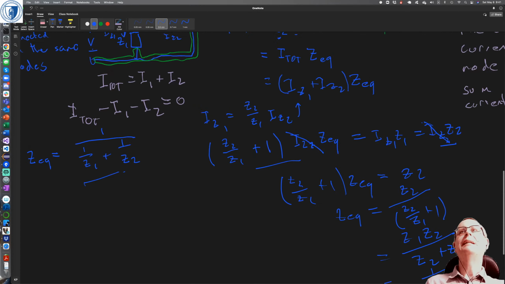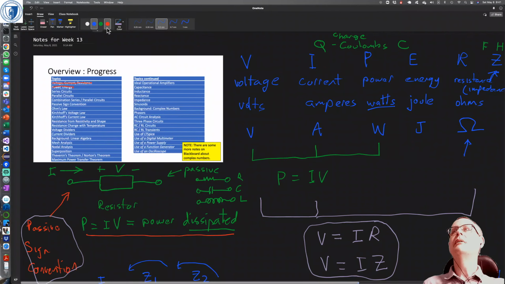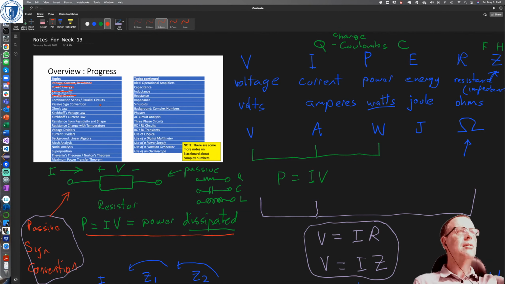Okay, so that is series circuits and parallel circuits. And all I'm going to say about combination, series and parallel is that, provided they are in series or provided they are in parallel, you can replace the series resistors with their equivalent, or you can replace the parallel resistors with their equivalent. Okay, so that's combination, series and parallel.